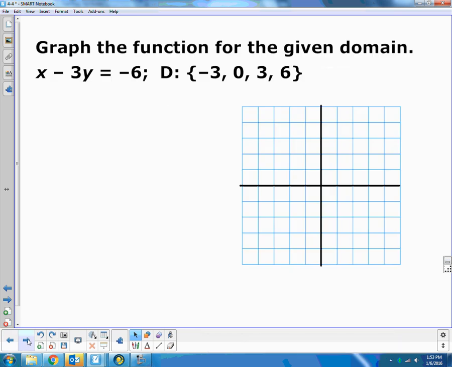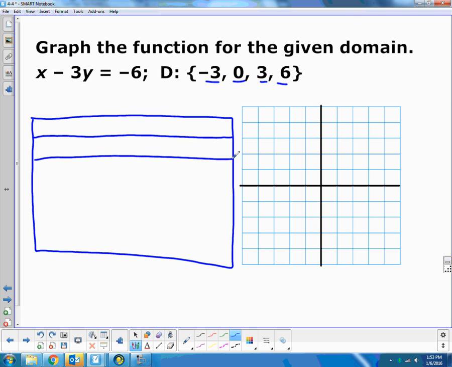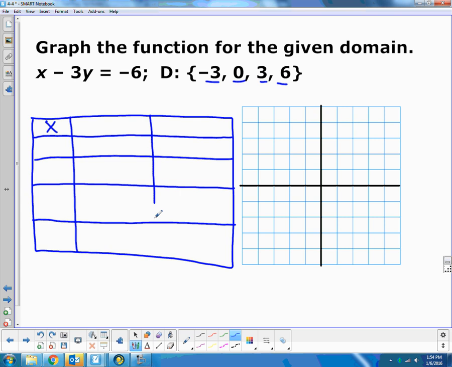We're gonna take those tables and we're gonna do some graphing with it. But before we can do the graph, we first need to make another table. So we're gonna make a table. And in this case, I have 1, 2, 3, 4 numbers in my domain. So I'm gonna need to make 5 rows. I've got my x numbers. I've got my y numbers. I've got my ordered pair.